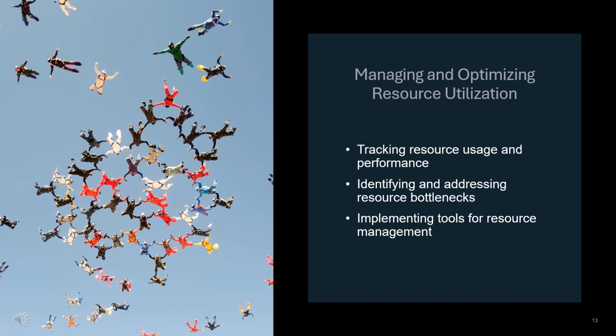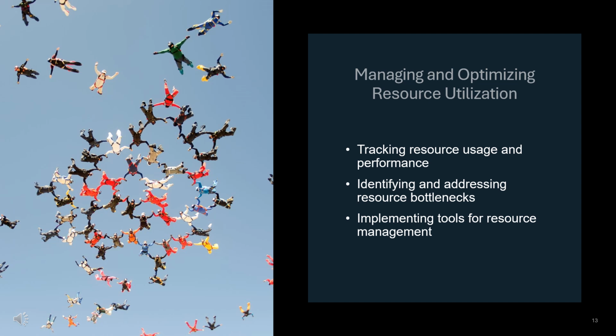Identify any resource bottlenecks that could delay project timelines or reduce efficiency. Bottlenecks often occur when critical resources are overcommitted or when there are skill gaps within the team. Address these bottlenecks by reallocating resources, providing additional training, or hiring new personnel to fill gaps.